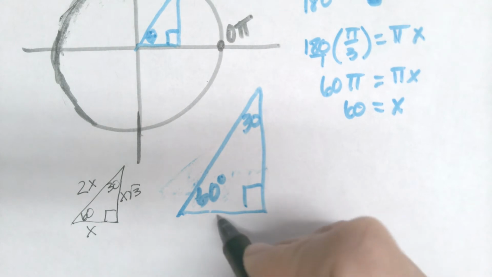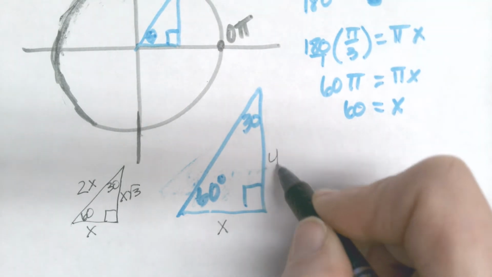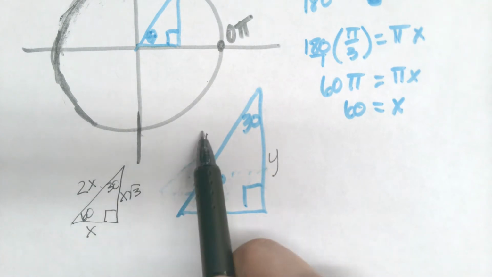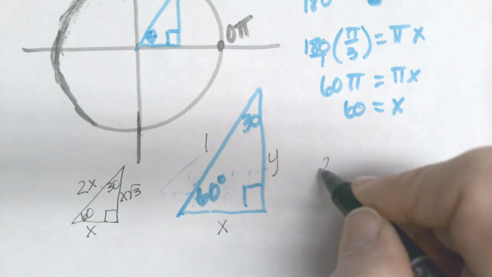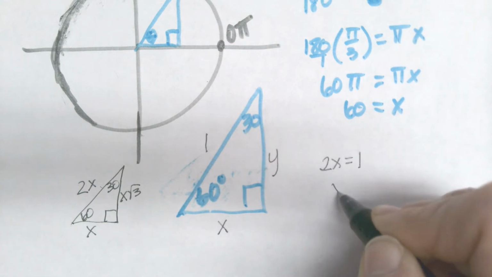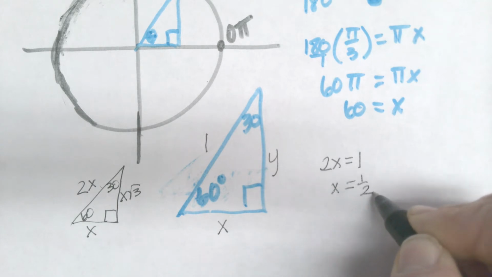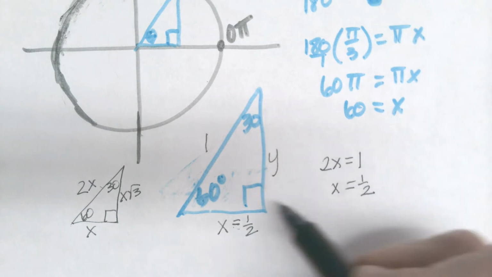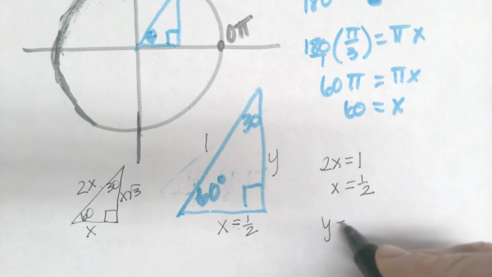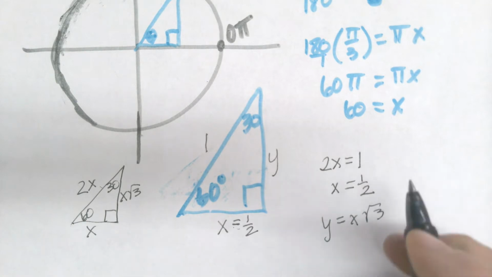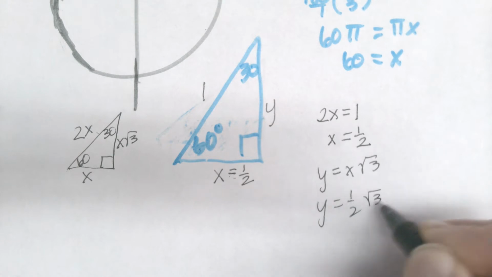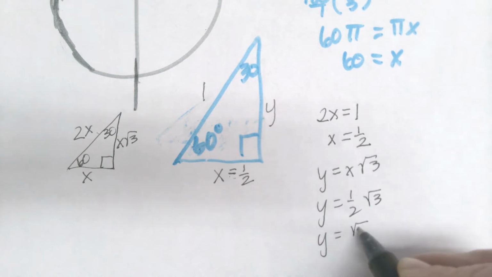And I know that this is x and y, and I know the hypotenuse is 1. So what I can do here is make this connection. I can say that 2x equals 1, therefore x is 1/2. So I know my x coordinate is 1/2. And then my y is x times the square root of 3, and if x is 1/2, my y is 1/2 times the square root of 3, or I'd write that as the square root of 3 over 2.